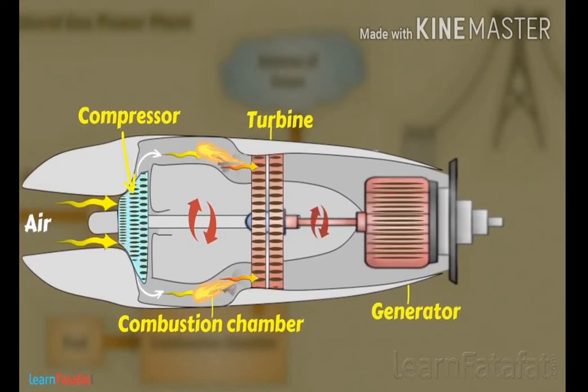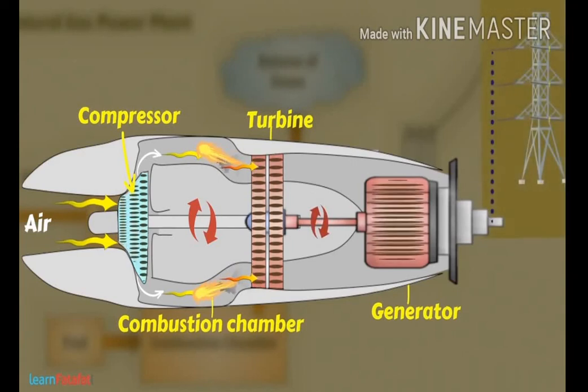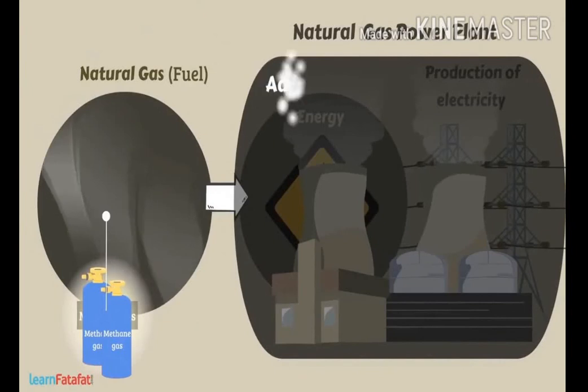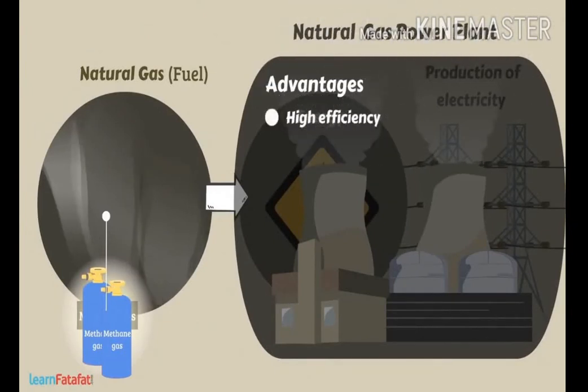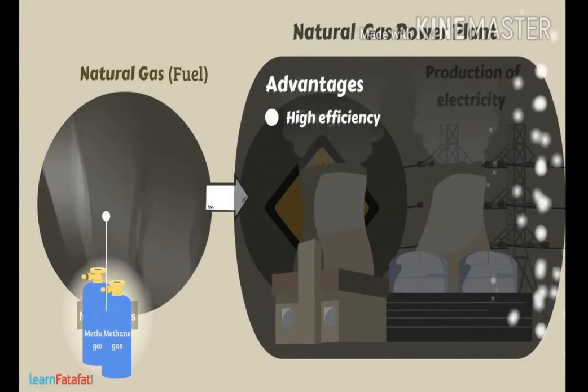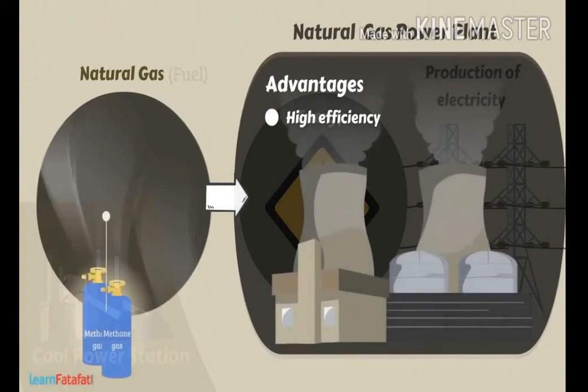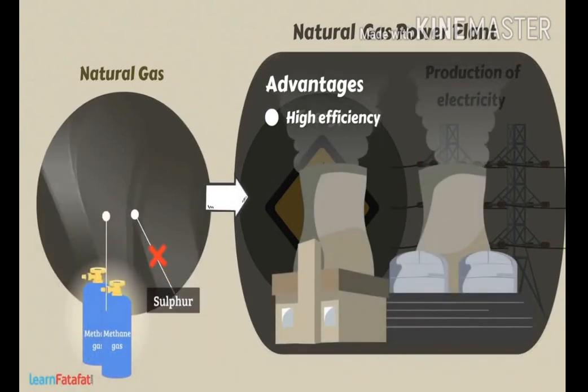The important advantage of a natural gas power plant is high efficiency and less pollution, as it gives a high amount of energy compared to an equivalent quantity of coal. In addition, natural gas does not contain sulfur and it does not pollute the environment.